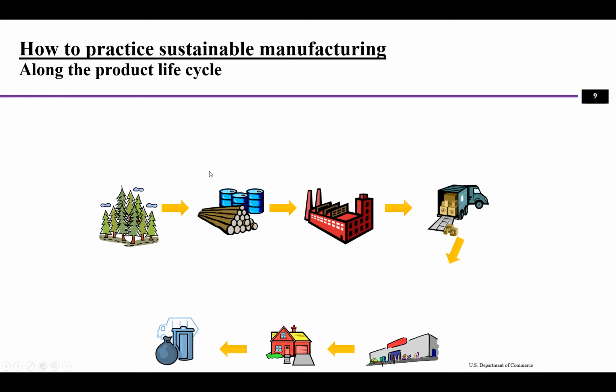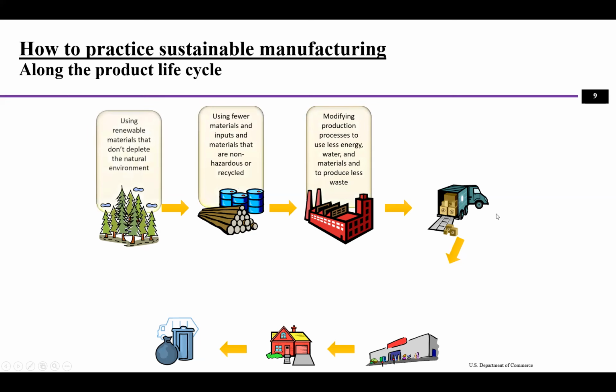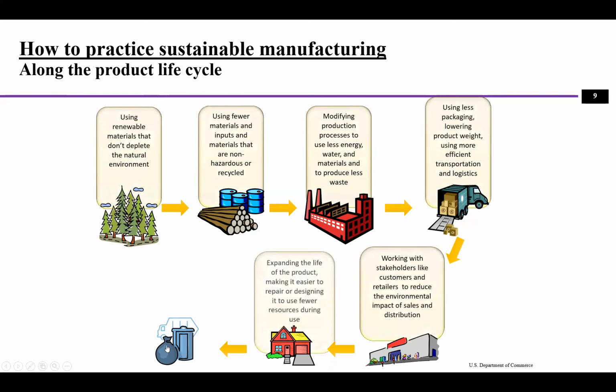So along the product life cycle, you can think of other ways. Even though maybe you're only at the manufacturing stage, you can still do a lot of things. For example, you think about what material you can use, and maybe redesign the product to do so. These are all different stages.